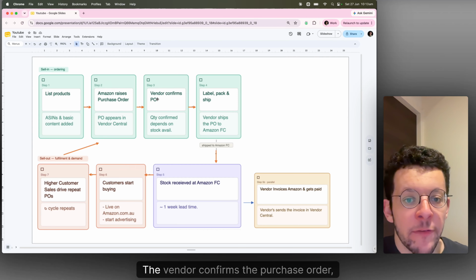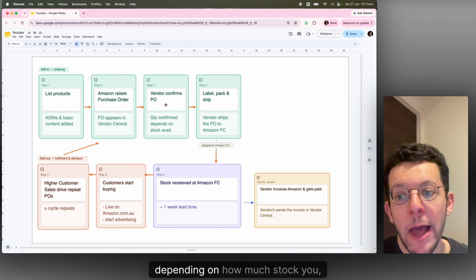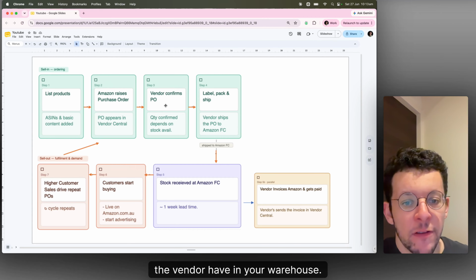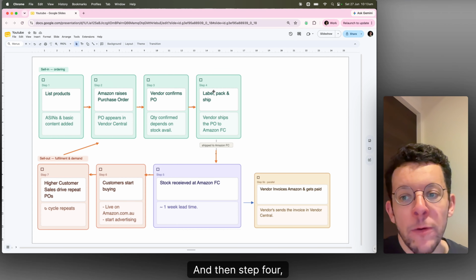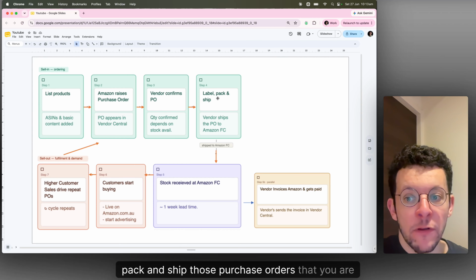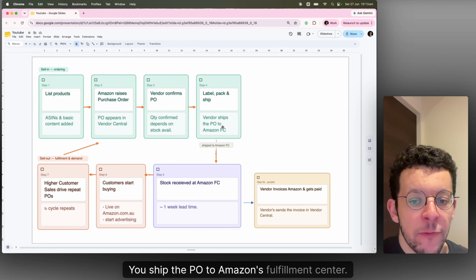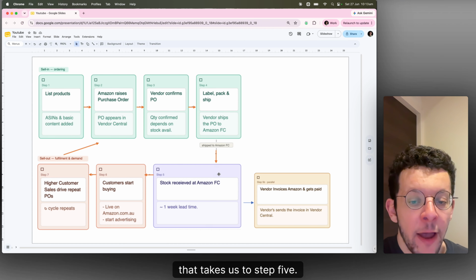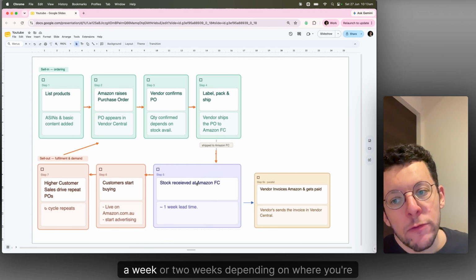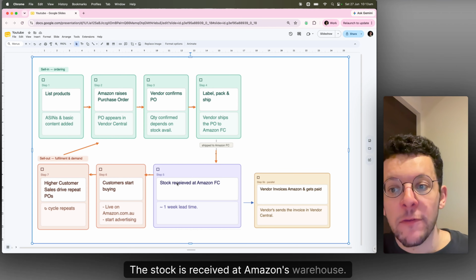The vendor confirms the purchase order depending on their availability, depending on how much stock you, the vendor, have in your warehouse. And then step four, you will then label, pick, pack, and ship those purchase orders that you are fulfilling. You ship the PO to Amazon's fulfillment center. That takes us to step five. Usually, a week or 2 weeks, depending on where you're located, the stock is received at Amazon's warehouse.